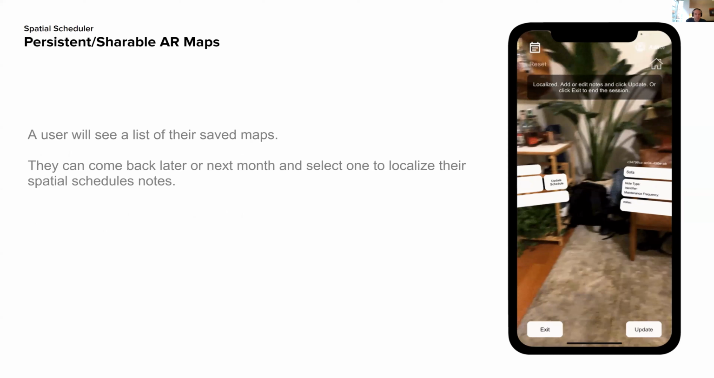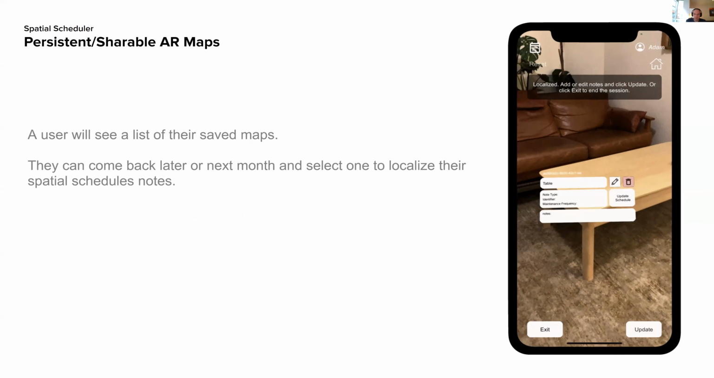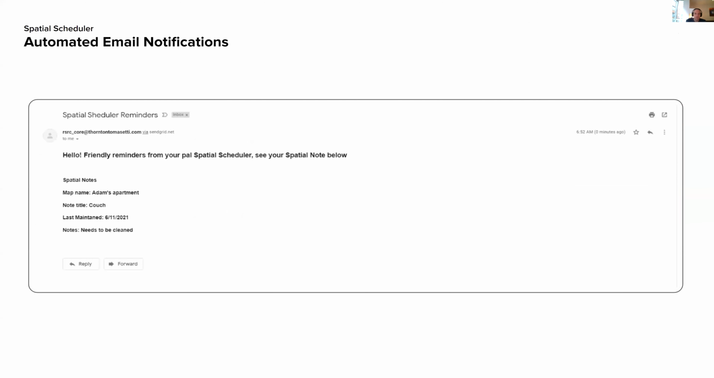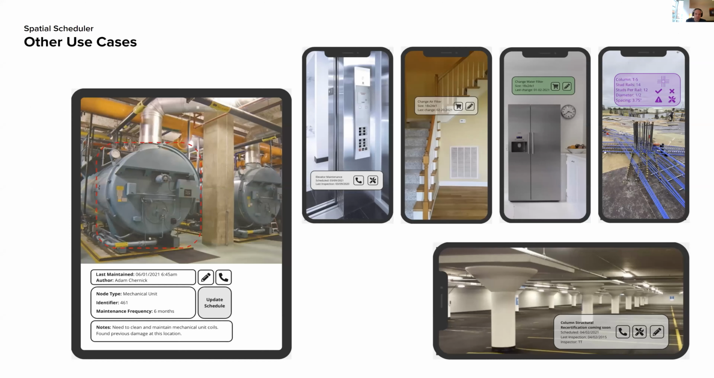They're saved in maps, and they can come back after a month and see, okay, what happened? Did I listen to my scheduler? It has an automated email notification running. And on top of thinking about the plants and the couch, they've also thought about other use cases: facility maintenance, building inspections, individuals, but also all sorts of types, rebar, on-site checks, let's say, with the rest of the team. We talked about facade inspections, etc.